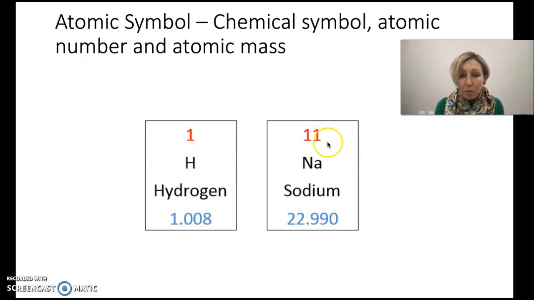So we've got the symbol, the word for that element or that atom, and then we've got in red here the atomic number, and down here the atomic mass number. Now in year 8 I don't mind if you round that to 23. That will help you at the moment, and when we start to talk about isotopes and different versions of atoms next year, you'll start to understand why they're actually decimals.